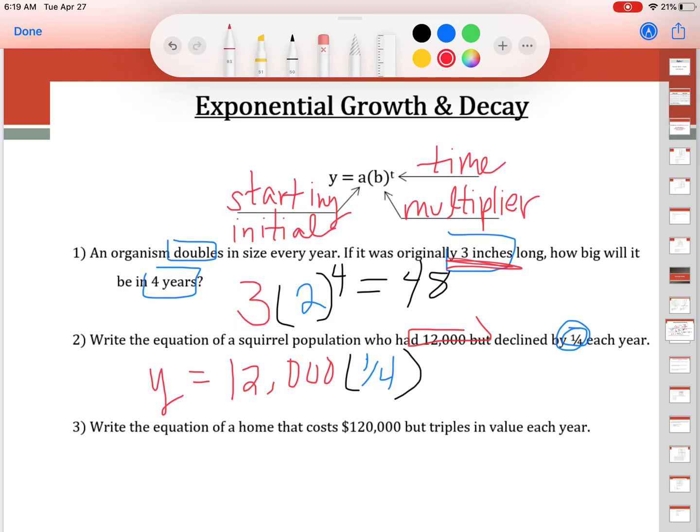It doesn't tell me how many years, so I'm going to put the letter X for years. All we know is the initial value, the starting, and the multiplier, the decay number. Try the same thing for number 3.